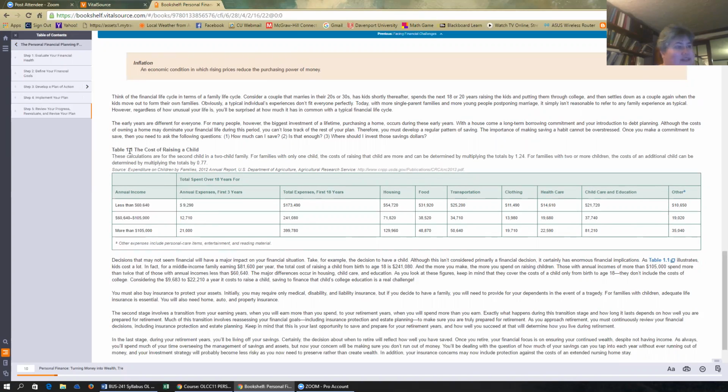Table 1-1, the cost of raising a child. This always confuses people. I don't know where they get the numbers. You'll probably laugh with me, but I'll tell you what they're trying to do with them. One, how much you spend on the kid or kids that you have will depend on the household income. So if the household income is less than $60,000, the amount you spend on housing, food, transportation, clothing, healthcare, childcare, etc., is probably different than somebody making over $105,000.